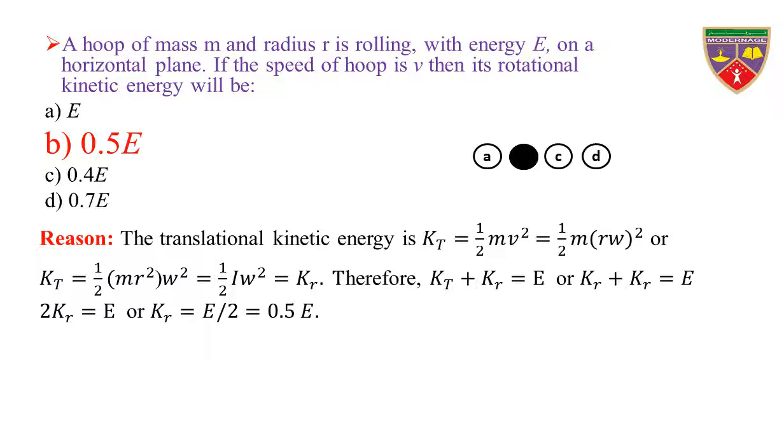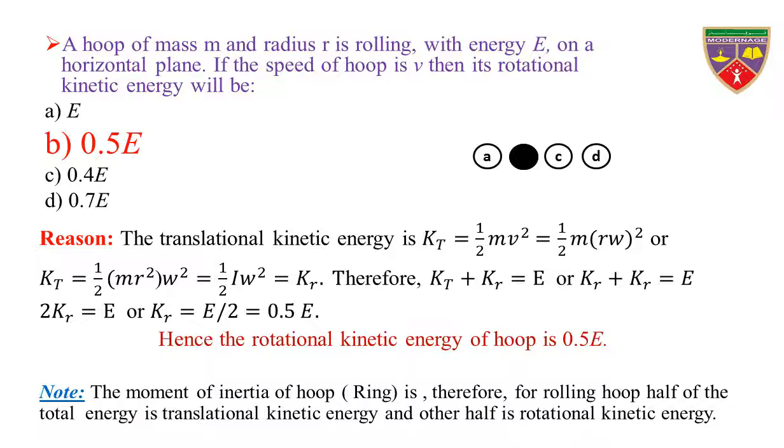Reason: the translational kinetic energy kT is equal to 1 by 2 mv square, which is equal to 1 by 2 m into r omega whole square, or we can write it as 1 by 2 m r square into omega square, where m r square is the moment of inertia of hoop. So this is equal to 1 by 2 I omega square, which is the rotational kinetic energy. Therefore, the translational kinetic energy plus rotational kinetic energy is equal to E, or rotational kinetic energy plus rotational kinetic energy is equal to E, because translational kinetic energy is equal to the rotational kinetic energy. Therefore, 2kr is equal to E, or kr is equal to 0.5 E. Hence, the rotational kinetic energy of hoop is 0.5 E.